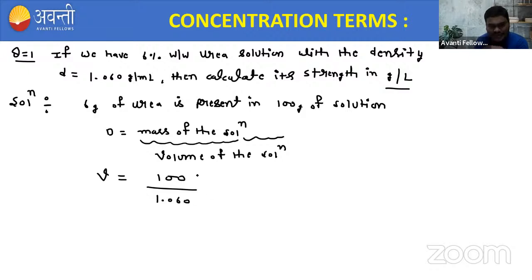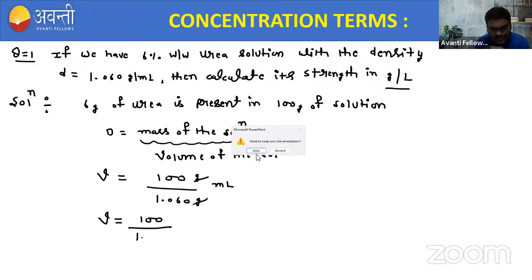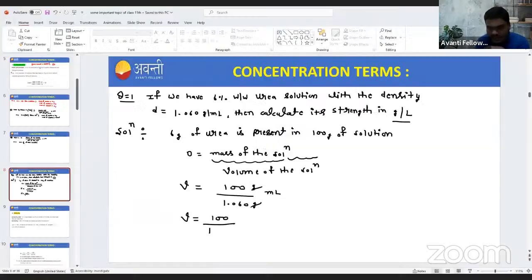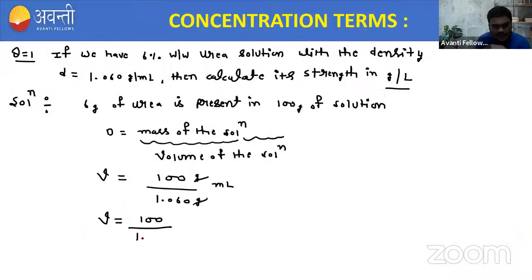Density comes out to be 1.060. What is the unit here, beta? This is gram per milliliter, right? So gram cancels, and the unit comes out to be milliliter. That is 100 upon 1.060. So this is the volume in milliliter, right? So this is clear. How will you calculate the volume? Volume comes out to be 100 divided by 1.060.